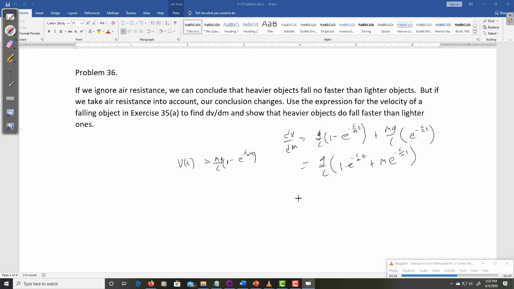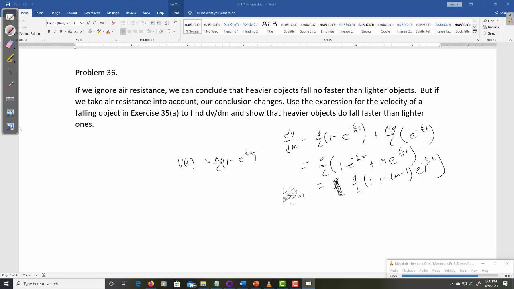So how do we show that heavier objects do fall faster than lighter ones? Well, let's just consider as m gets larger. So let's look at the limit as m goes to infinity. We've got a constant here, g over c. Got this 1. Got g over c times 1 plus, let's see, m minus 1 times e to the negative c over m t.